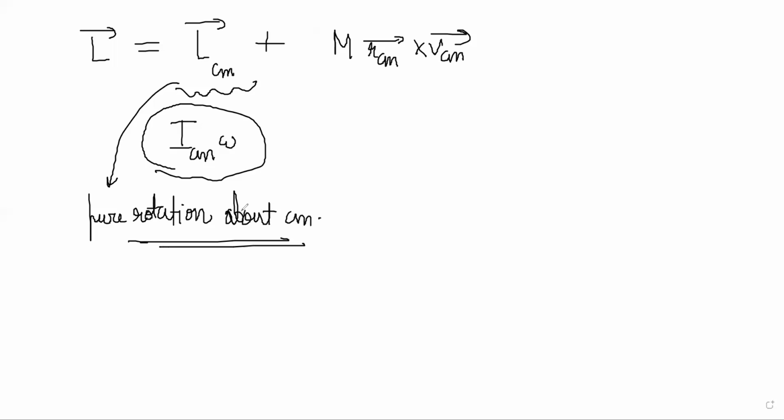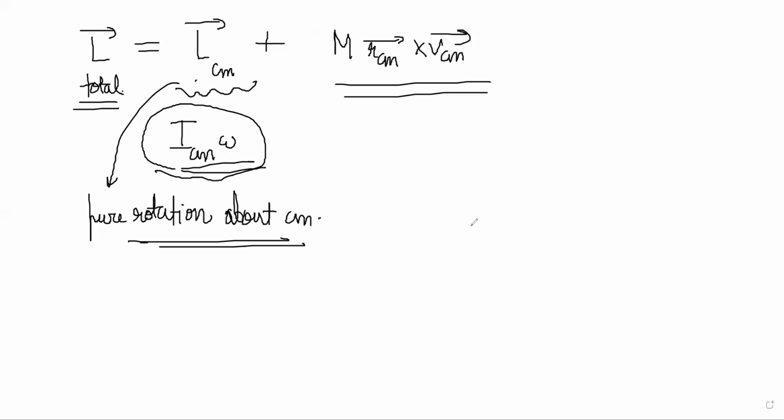So basically you have split the entire motion of the body into two parts. One part is translation, when you think of it as a point mass, and one part is rotation, when you think of it as rotating about the center of mass. Due to rotating about the center of mass, it has this much angular momentum, and due to translation, it has this much angular momentum. If you add that, you get the total angular momentum about the origin.